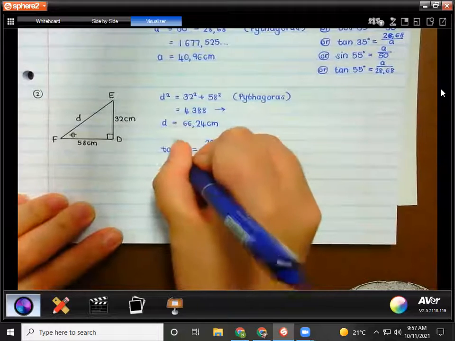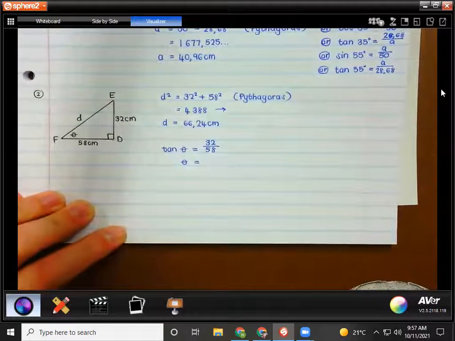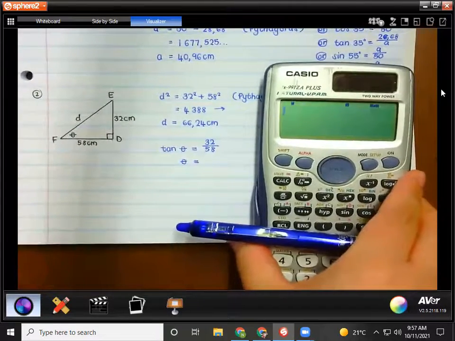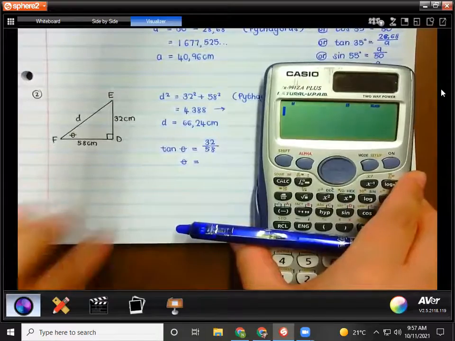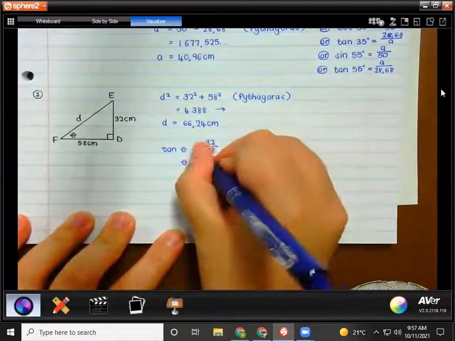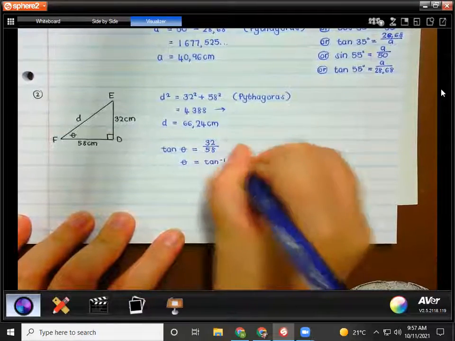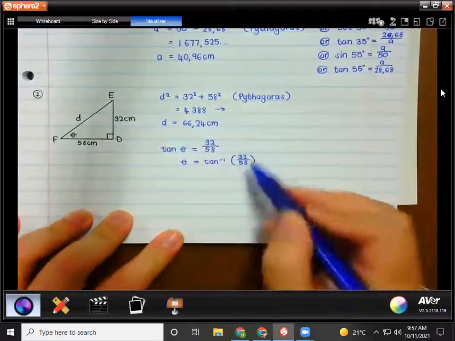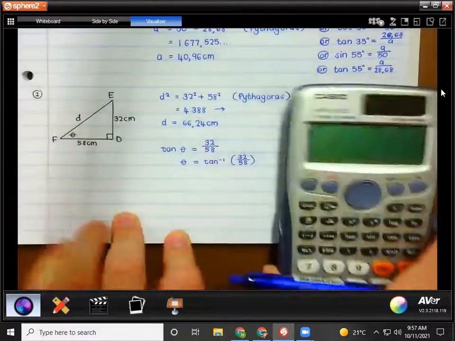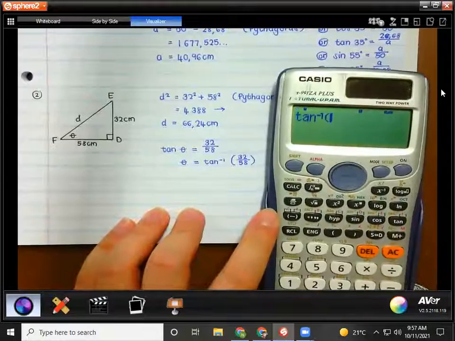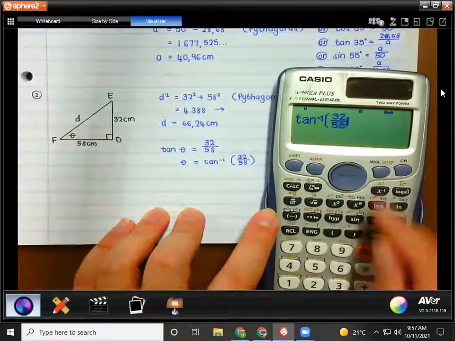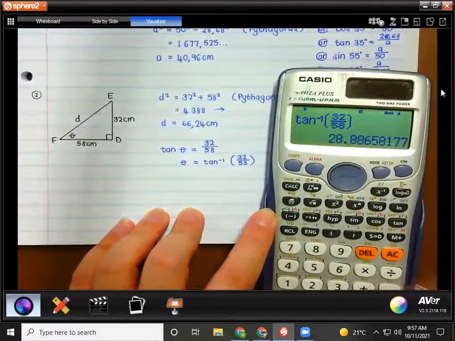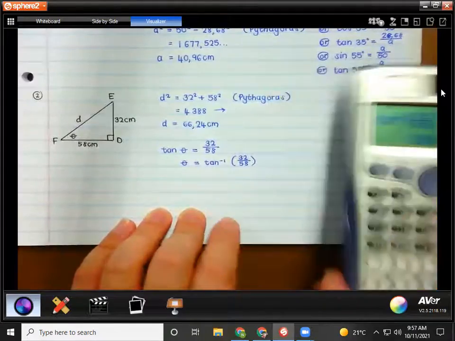So to get theta on its own, and these are the types of questions that you did in grade 10, where remember in grade 10, you didn't even know about reference angle and general solution and all of that stuff, right? You just did shift tan and the value. Let me just write here, tan to the -1 of 32 over 58. You could also simplify this if you want, all right? That's not the simplest form, but you don't need to. Shift tan 32 over 58, and you get your answer that theta is 28.89 degrees.